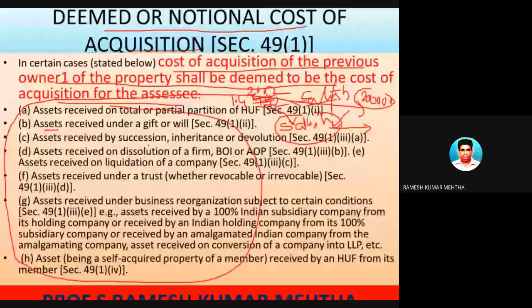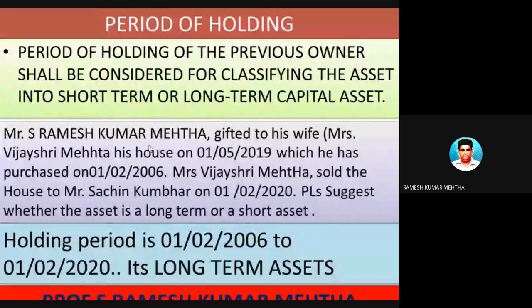Now let's take a small example to understand the concept of period of holding. Period of holding: for how many days the asset was held before it is sold? Because period of holding will tell whether it is a long-term capital asset or a short-term capital asset. And if it is a long-term capital asset, there is a taxation to the tune of 20%, whereas in case of a short-term capital asset, taxation will be 15% on the gain, if at all it is there. So we have to find out the period of holding: how many days the asset has been held before it has been sold.